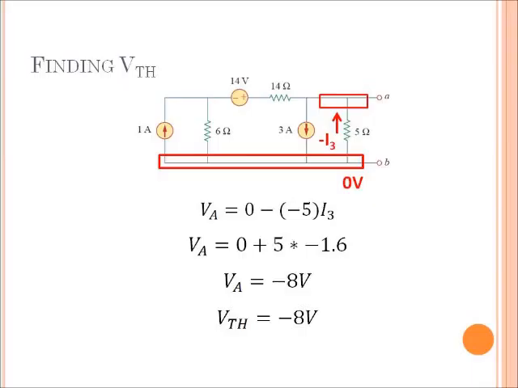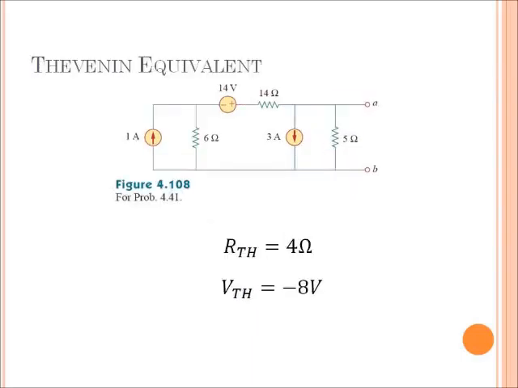Since V Thevenin is VA minus VB and VB is equal to 0, we know that V Thevenin is equal to VA, which is equal to negative 8 volts. So there you have it. For this circuit, R Thevenin is equal to 4 ohms and V Thevenin is equal to negative 8 volts. I hope you have found this video helpful.